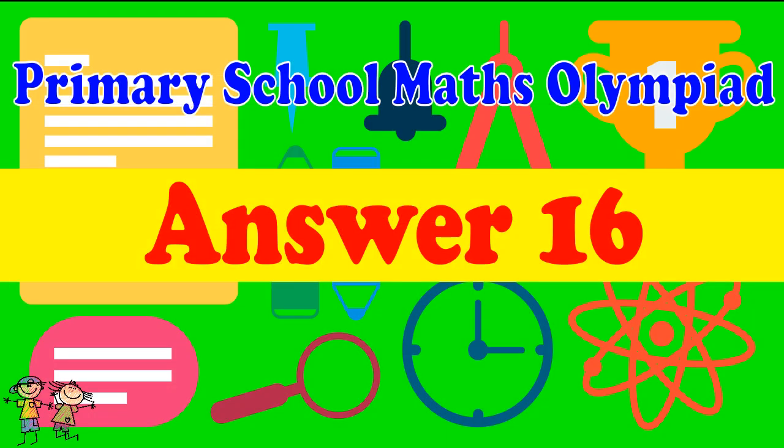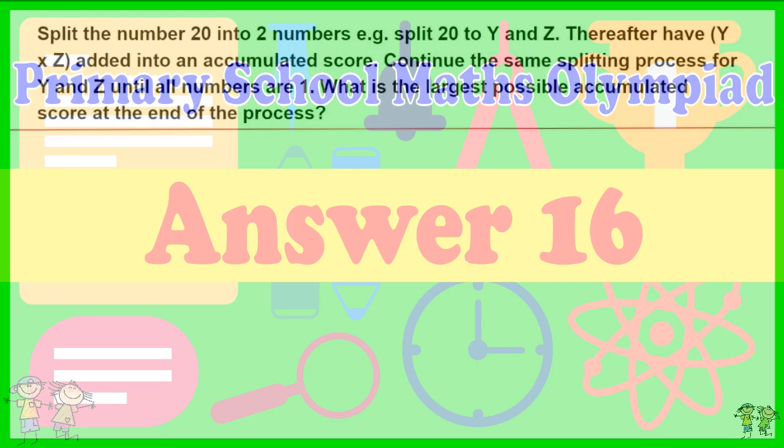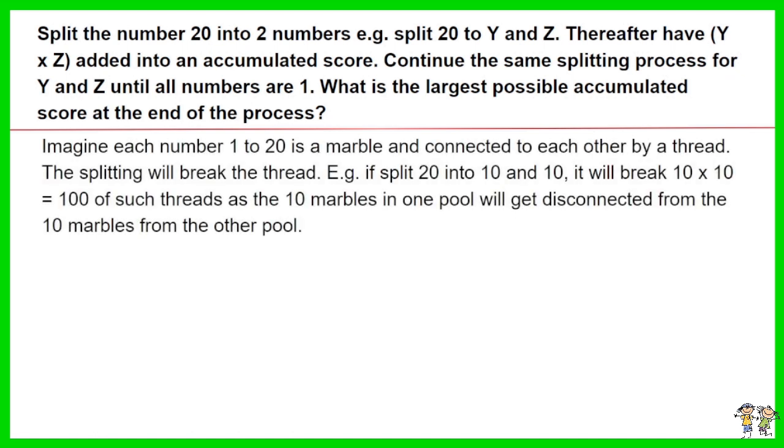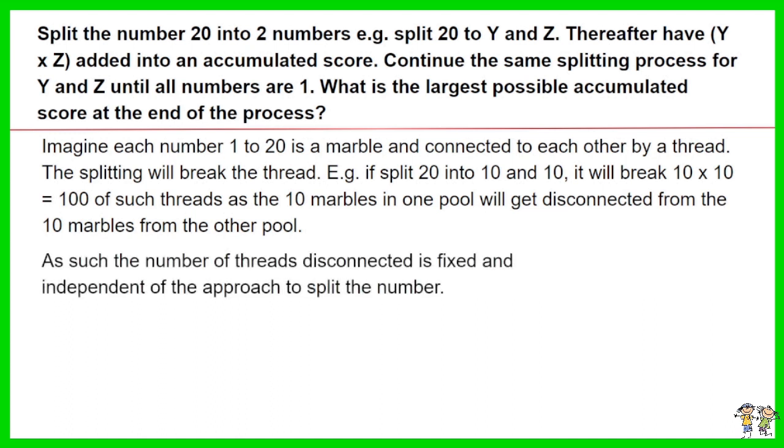Answer for question 16. Imagine each number 1 to 20 is a marble and connected to each other by a thread. The splitting will break the thread. For example, if split 20 into 10 and 10, it will break 10 times 10 equals 100 of such threads, as the 10 marbles in one pool will get disconnected from the 10 marbles from the other pool. As such, the number of threads disconnected is fixed and independent of the approach to split the number.